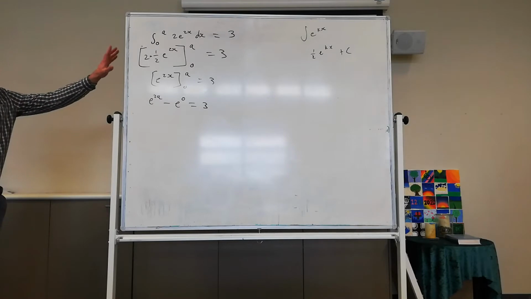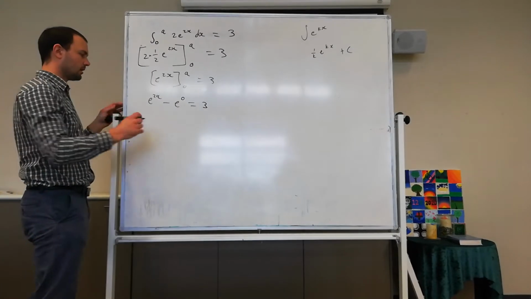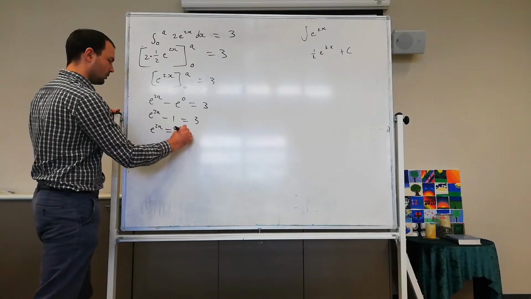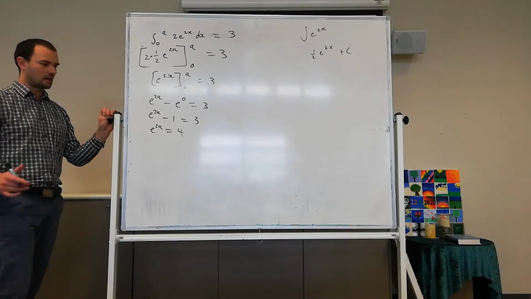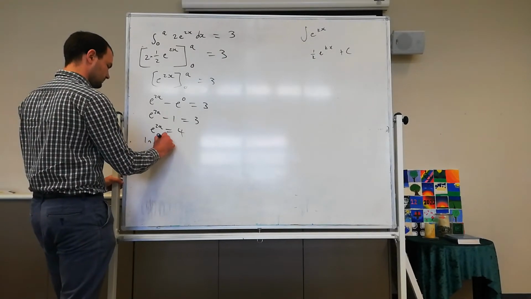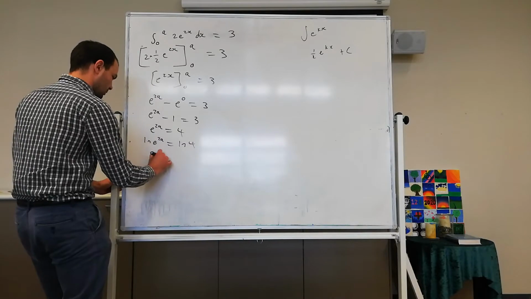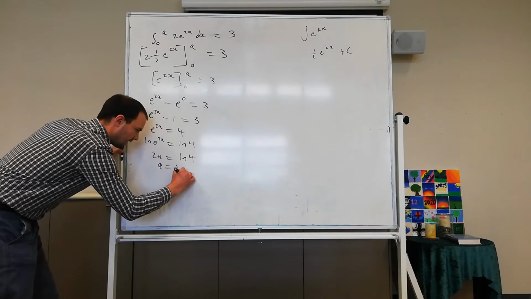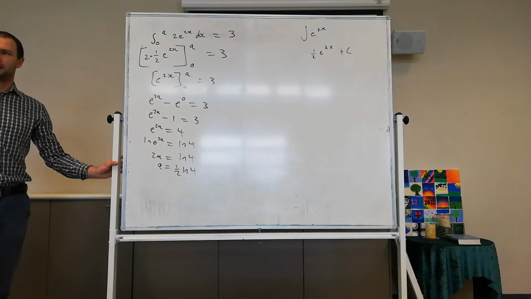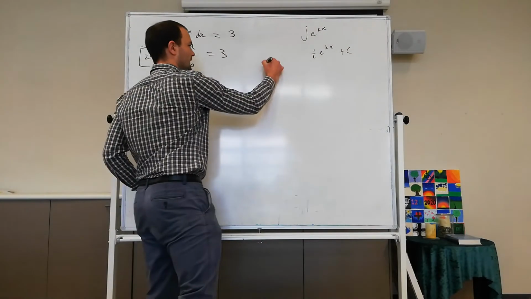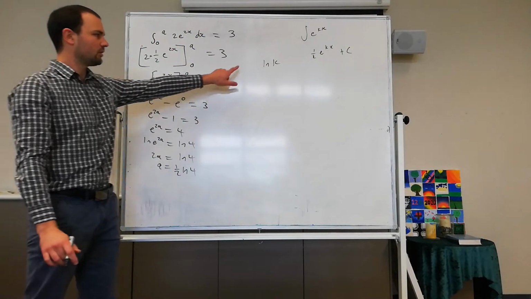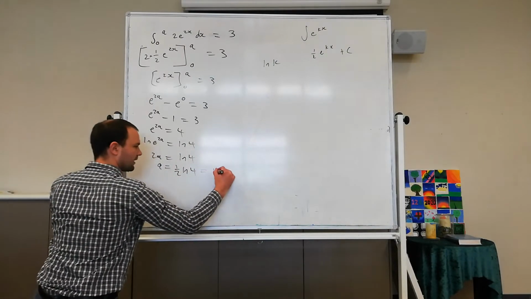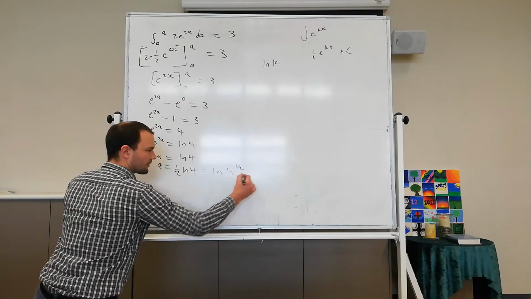Other than those 2 questions, all okay? Let's keep going. We'll have e to the 2a take 1 is 3. We'll get e to the 2a is 4. We will ln both sides, and we'll have 2a is ln of 4. So that means a is half of ln 4. But it says write your answer as ln k, so we don't want a number out the front. That becomes a power: ln 4 to the half, and the square root of 4 is 2.